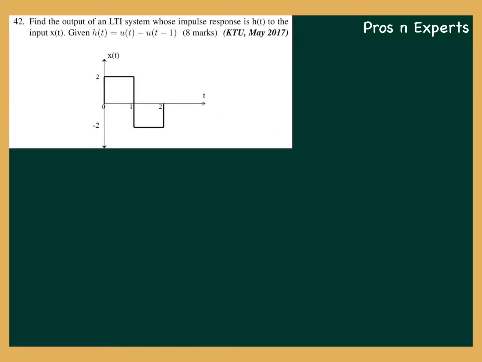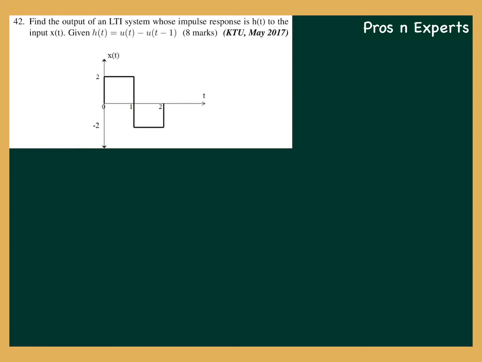So the next question is, find the output of an LTI system whose impulse response is h of t to the input x of t. Given h of t equal to u of t minus u of t minus 1, and input x of t is given as in the figure. Listen here, x of t is a two-sided pulse, right? It is a two-sided pulse.